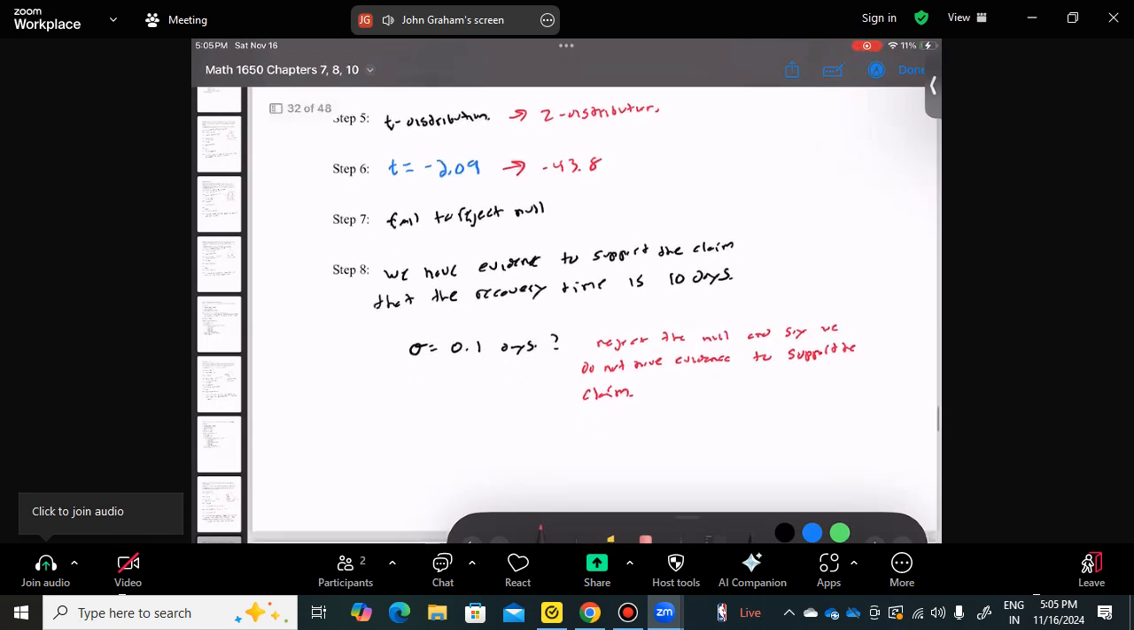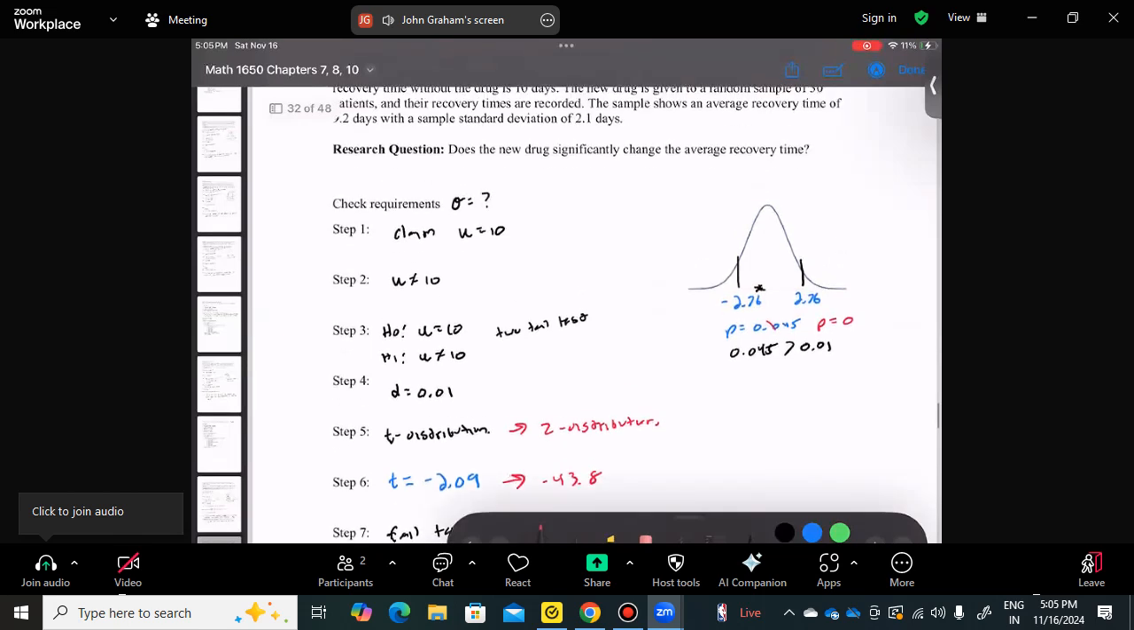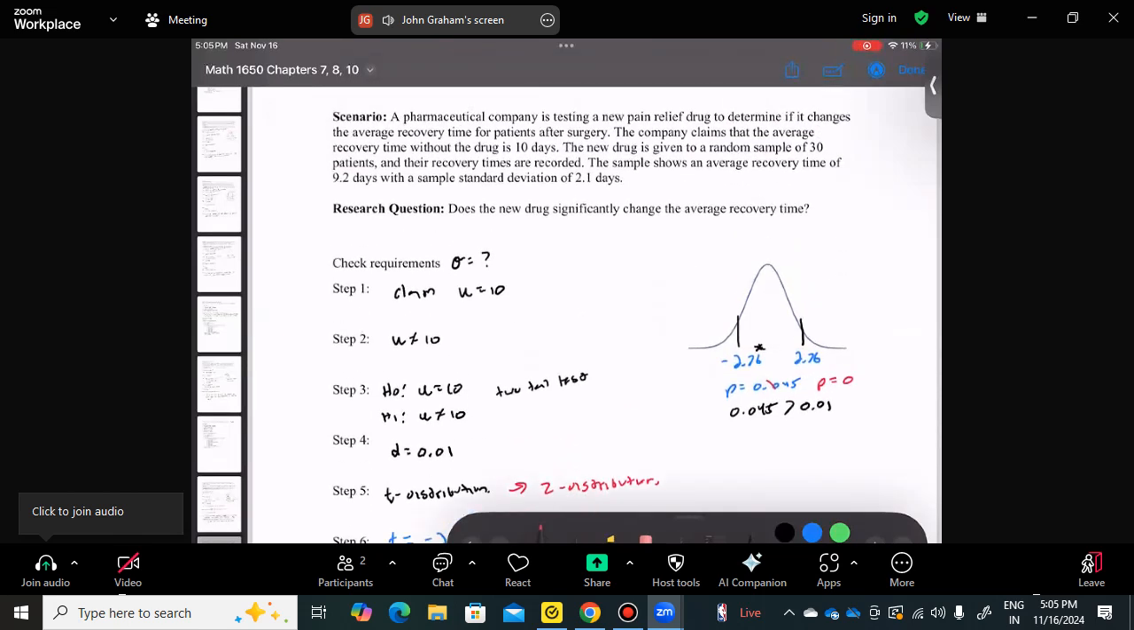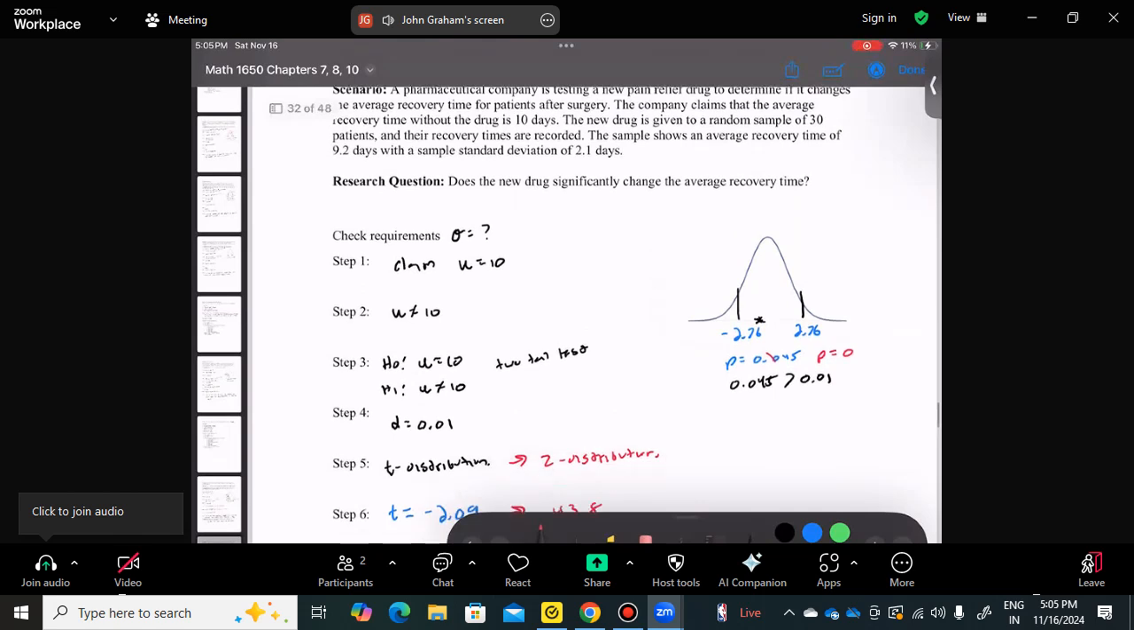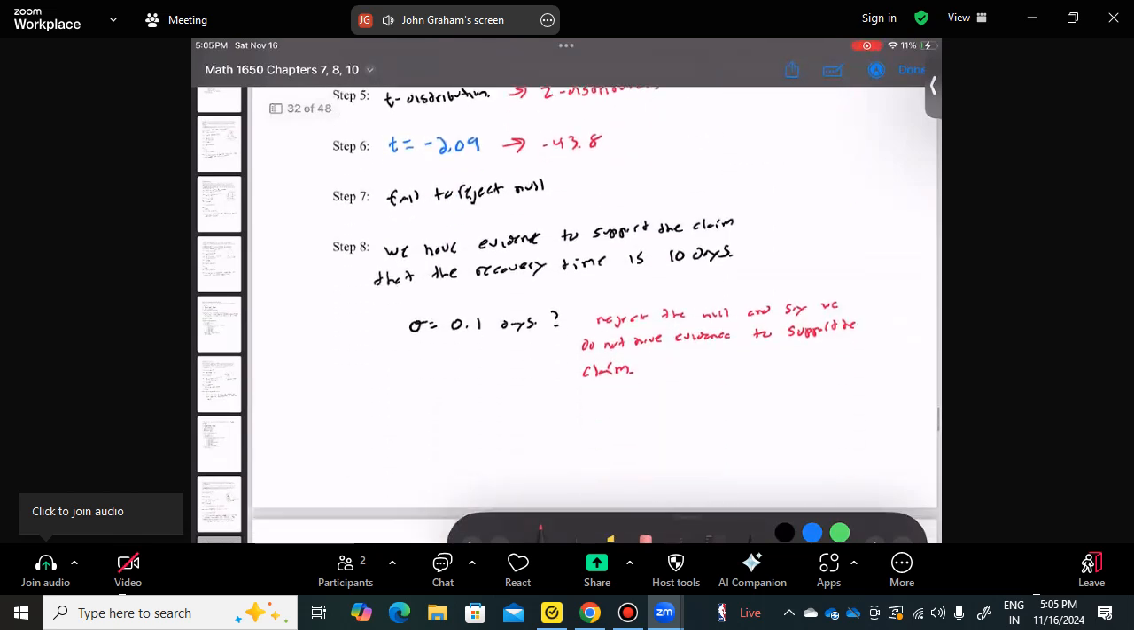So knowing the population standard deviation is very important. Notice we did have the sample standard deviation. That did not matter as soon as we had a population standard deviation.